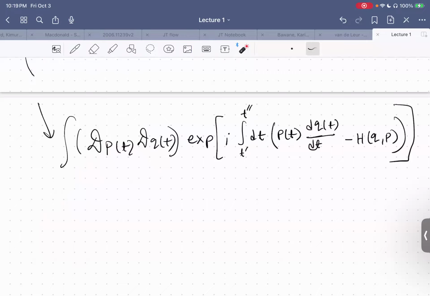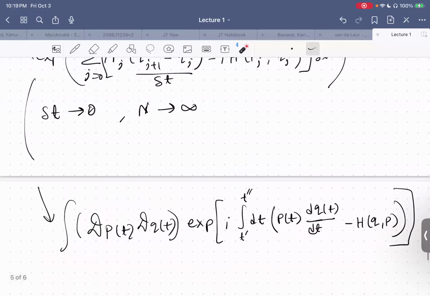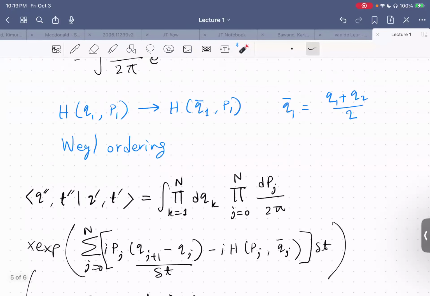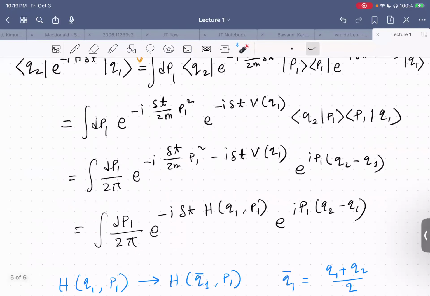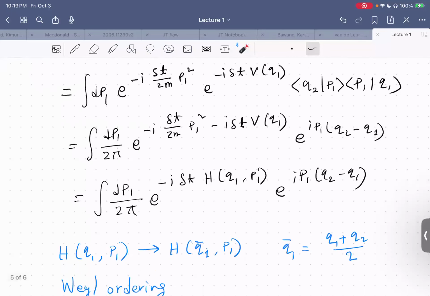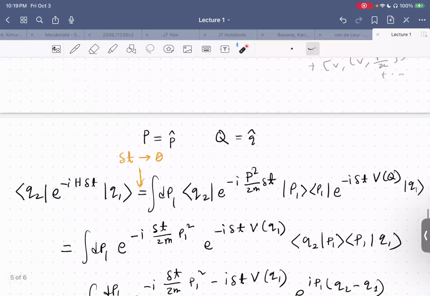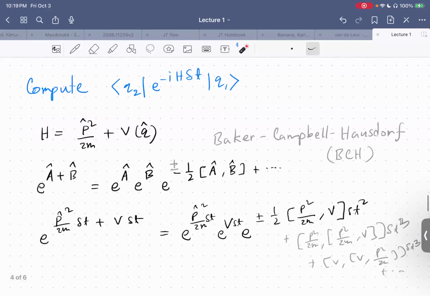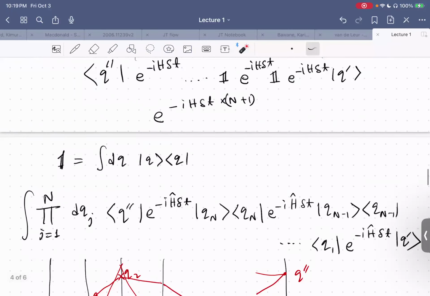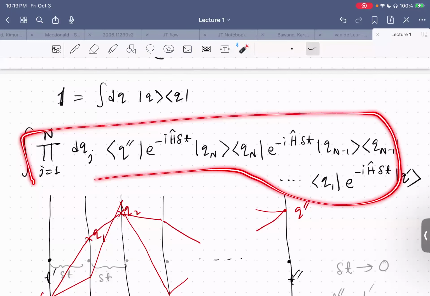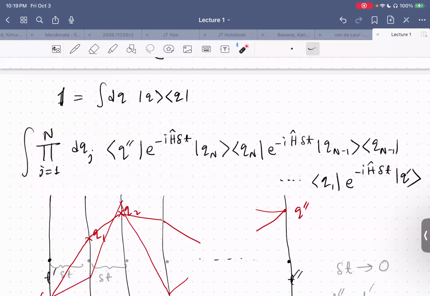Sir, I don't understand why momentum is a function of t. Because, let's see. So let's get back to the discrete formula. Where was it? Here. Okay. So this was our actual formula. That is always true. And then we took these infinitesimal transition amplitudes. So notice that there are n+1 infinitesimal transition amplitudes.